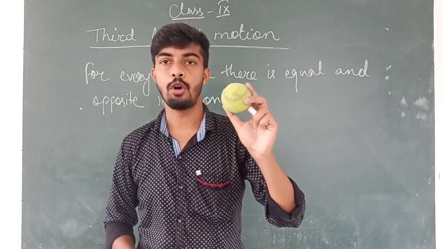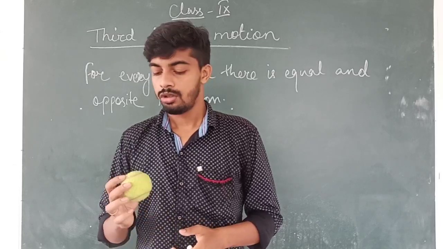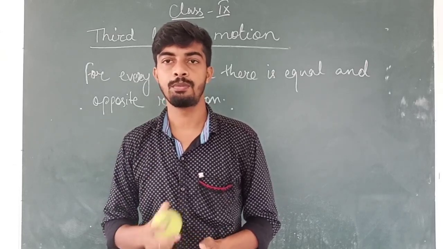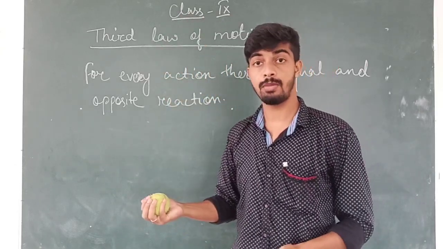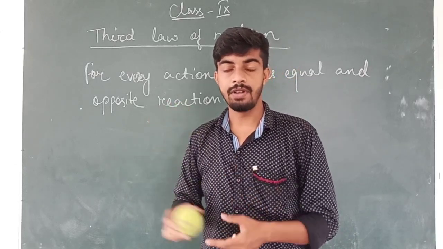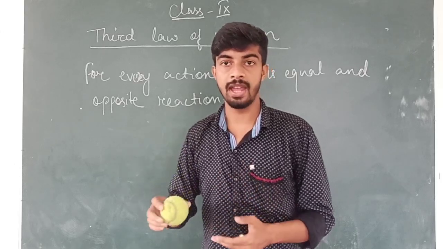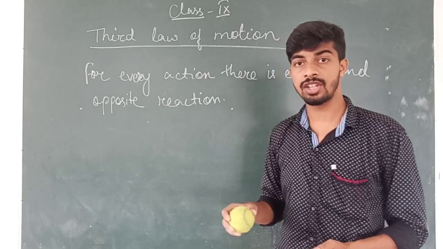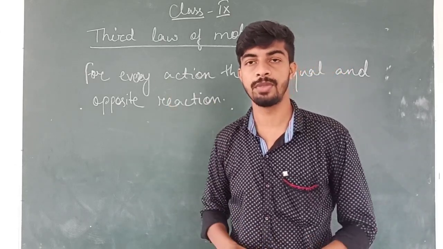For example, I have a ball, a simple Costco ball. If I drop the ball or throw the ball onto a wall, the ball will bounce back like this. The ball bounces back. In this activity, the action which I am applying is dropping the ball, and the reaction is the bouncing back of the ball, which is provided from the ground.